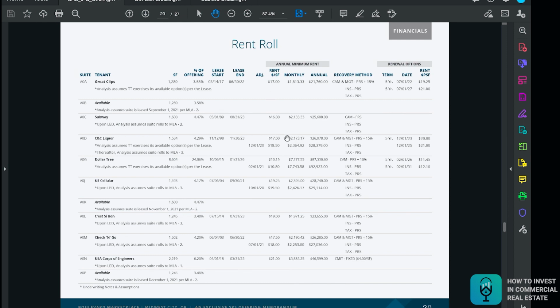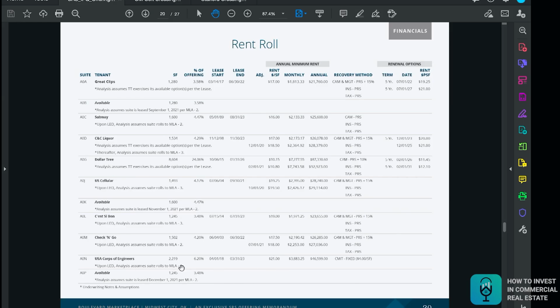It looks like 16, 17, 18. Those are all okay. Dollar Tree's at $10. That's higher than I was expecting. That's okay. Nothing's over $20 except this U.S. Corps of Engineers. None of these, besides Dollar Tree that goes out to 2026, there is a lot of lease roll. You've got 22, 23, 23, 23, 22, 23. So in the first 2 years, you're going to have renewals of a majority of your tenants.